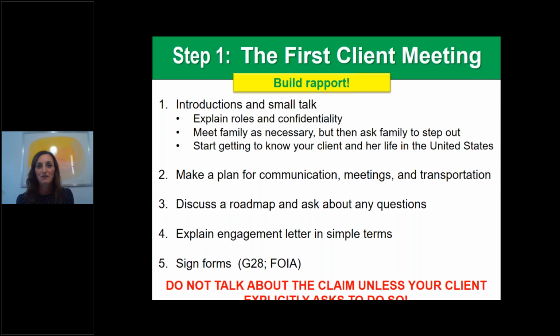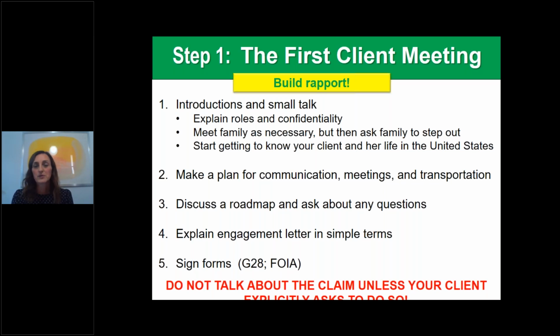Oftentimes clients want you to meet their family members, or their partners want to be there, or other supportive individuals want to be there. So we always think it's a good idea to meet those family members or those supportive individuals as necessary, but then asking them to step out and making sure that your client is in a safe space to speak with you one-on-one about their case.